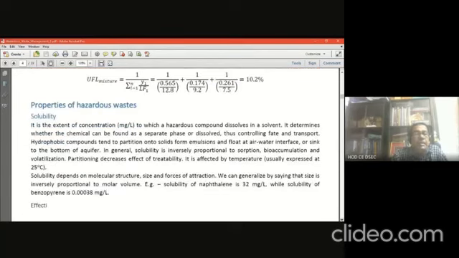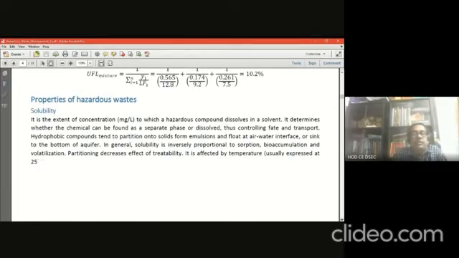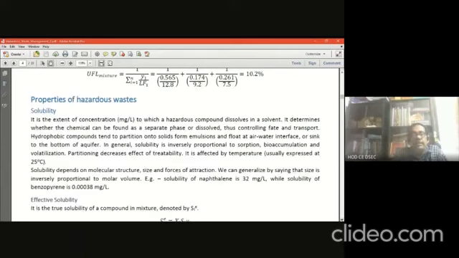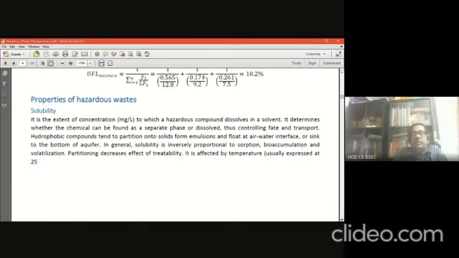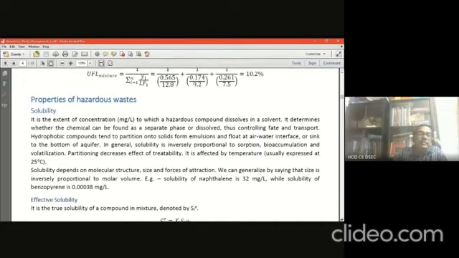Now, what do you mean by solubility? That is one of the properties of hazardous waste. Let us discuss the properties of hazardous waste. Solubility is the extent of the concentration to which a hazardous compound dissolves in a solvent. It is the extent of concentration, in milligram per liter, to which a hazardous compound dissolves in a solvent. It determines whether the chemical can be found as a separate phase or dissolved.